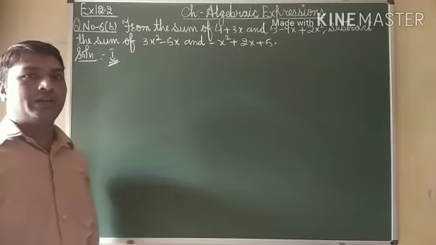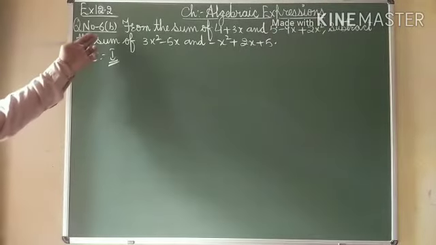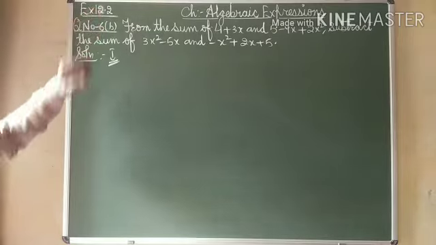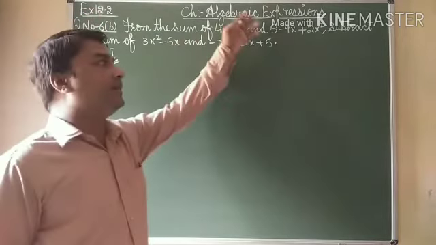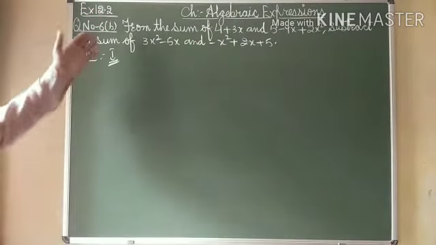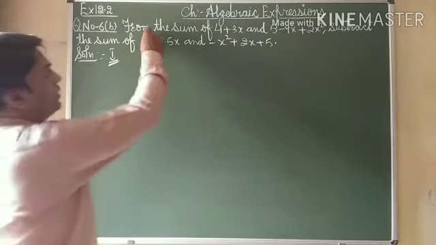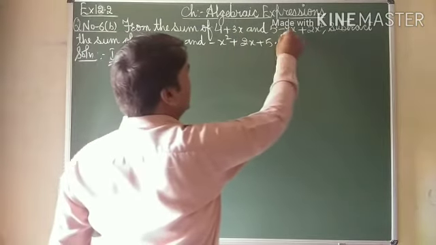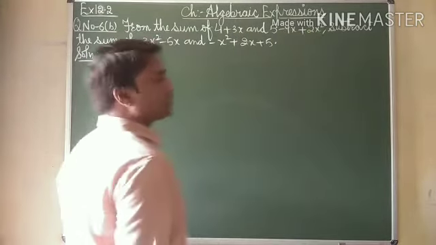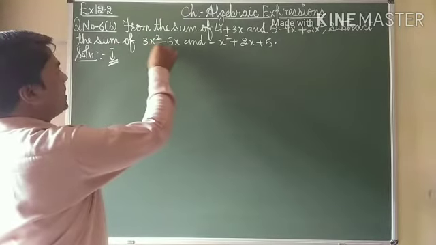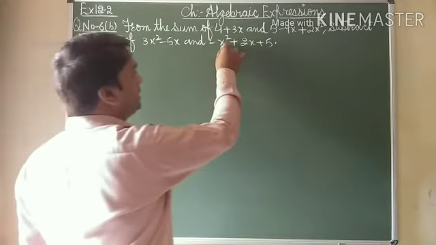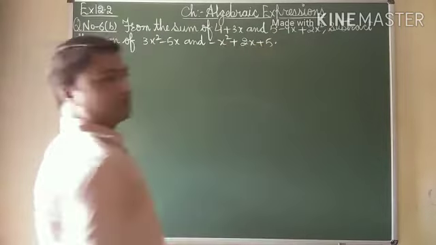Hello everyone. In this video we will start with question number 6 B, part of exercise 12.2, and the chapter is algebraic expressions. The question is: from the sum of 4 plus 3x and 5 minus 4x plus 2x square, subtract the sum of 3x square minus 5x and minus x square plus 2x plus 5.